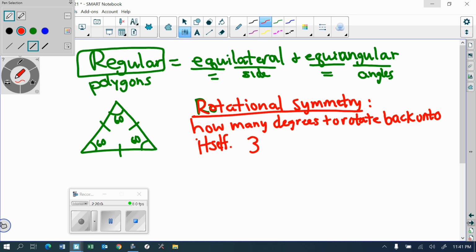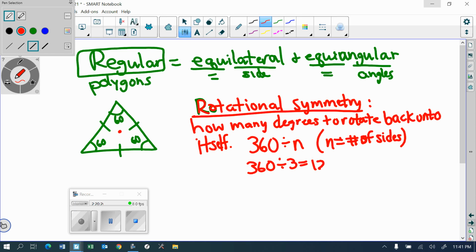So what's the rule? It's 360, because it's always rotating about the center of that regular polygon. 360 divided by n, n being the number of sides or angles, because they're the same amount. Usually you call it sides, but you could say angles as well. So 360 divided by 3 is 120 degrees. Every time I rotate this triangle 120 degrees, it will be right back onto itself. If it asks just what is the rotational symmetry, singular, the answer is 120.